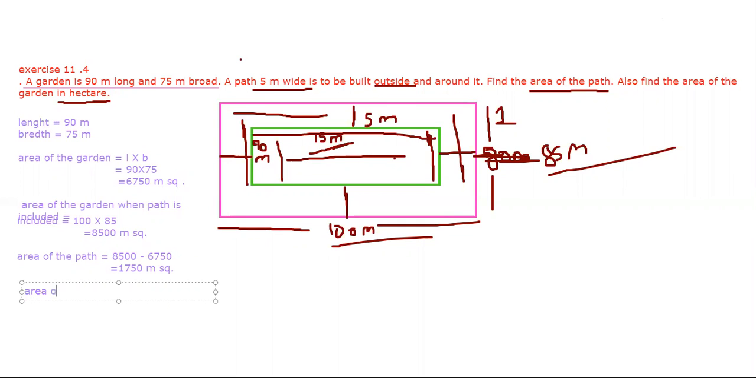So now what we have to do is this. The area of garden in hectares we are finding. So 1 hectare is equals to 10,000 meter square. So hectare is equals to 6750 divided by 10,000. And why are we writing 6750? Because it is not said that we have to find the area of the garden in hectare when the path is included. It just said find the area of the garden in hectare.